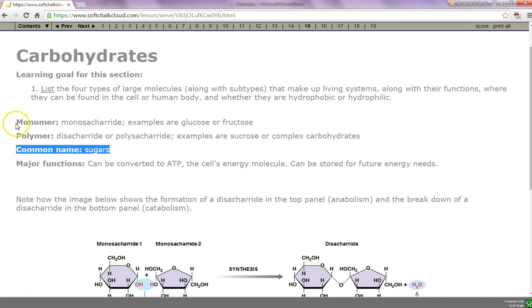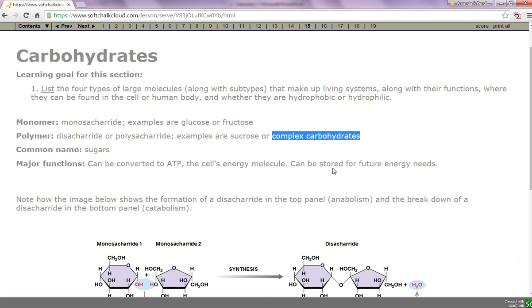So the monomer is going to be called a monosaccharide. Okay, and then the polymer you can either call a disaccharide if it's just two, or a polysaccharide would be two or more. Examples of common monomers that you may have heard of before: glucose is a monomer, fructose is a monomer. Polymers that you may have heard of are sucrose, or even complex carbohydrates, those would be polymers.